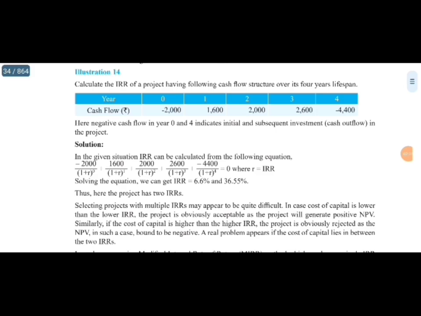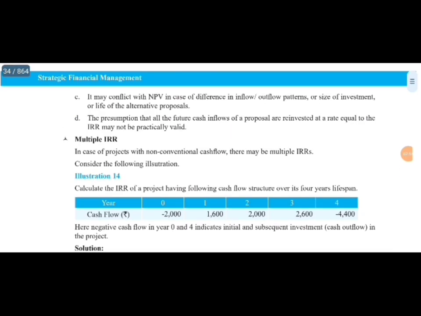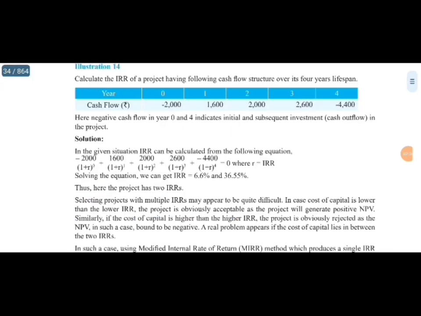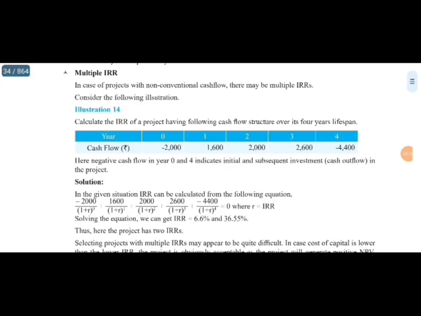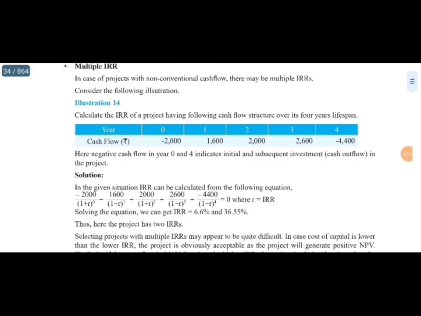So here cash outflow occurs in the initial period and also in a subsequent period, that is the fourth year. Usually outflow occurs in the initial period alone. In that case we will not face any difficulties. Here the outflow occurs in the initial period and also in the fourth year. If this is the case, it is known as non-conventional cash flow.